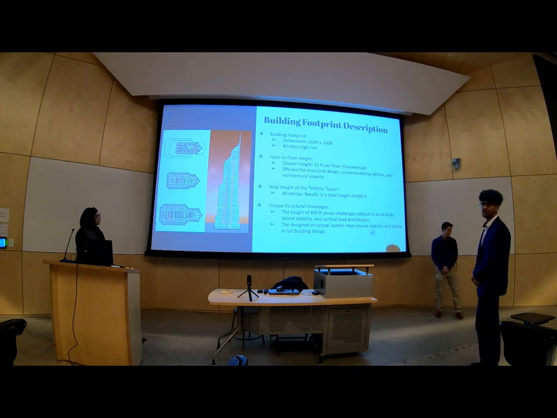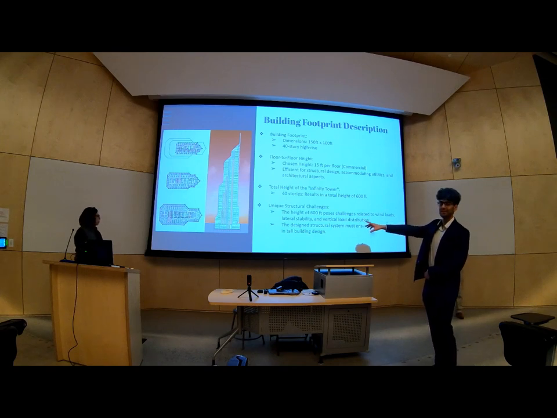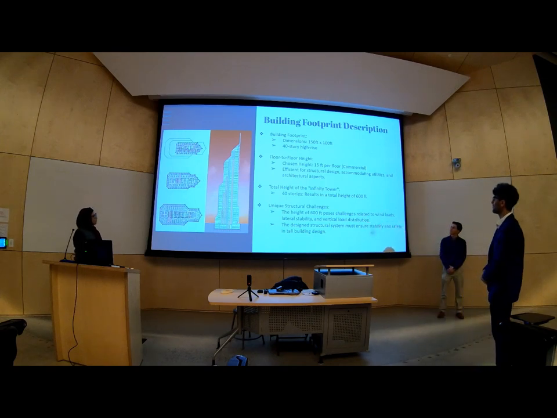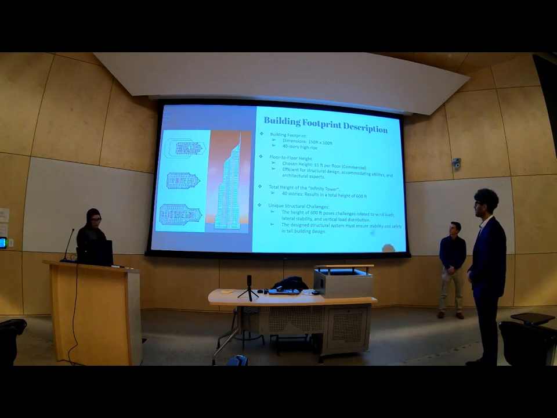So here are some basic footprints of the description. I'll go into this a little later, towards the end. So our dimensions are 150 by 100, and it's a 40-story high rise. And each floor is 15 feet for commercial use versus residential use, which is 12 feet. And our floor-to-floor height is efficient for structural design, accommodating utilities and architectural aspects. It's a total height of 600 feet, which was taken by multiplying 15 by the 40 stories.